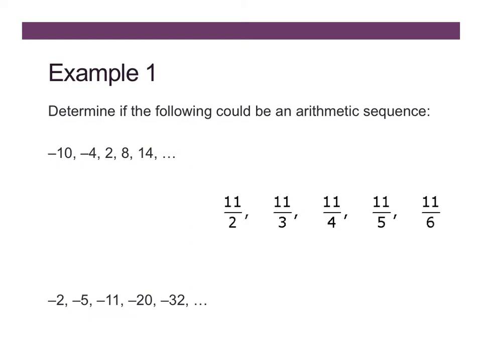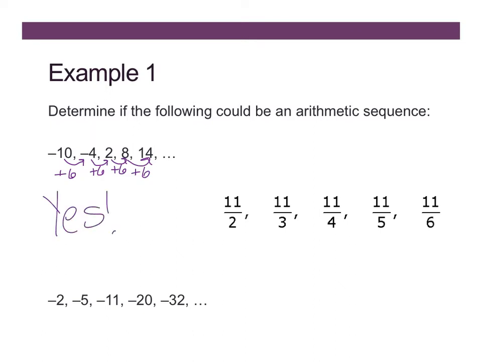Example 1. Determine if the following could be an arithmetic sequence. So looking at the first sequence, we have -10, -4, 2, 8, and 14. Well, really what we're asking here is, could this be linear? So let's look at our first difference. To get from -10 to -4, you have to add 6. -4 to 2, you add 6. 2 to 8, you add 6. 8 to 14, you add 6. So yes, this could be an arithmetic sequence.